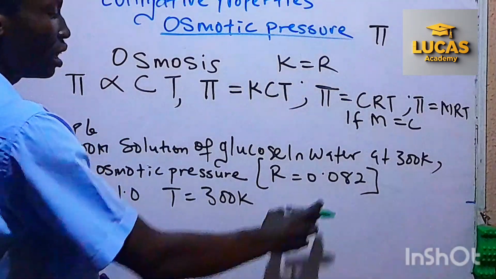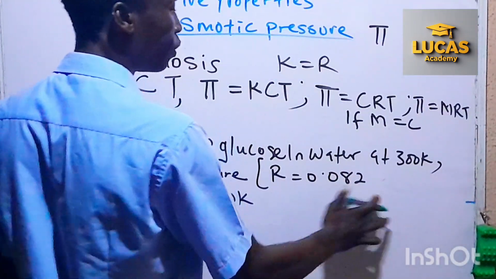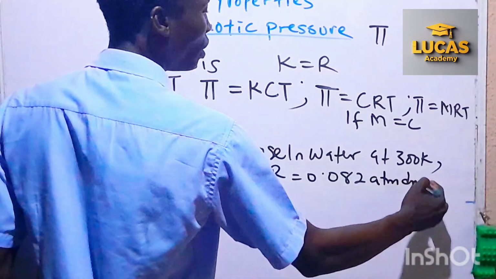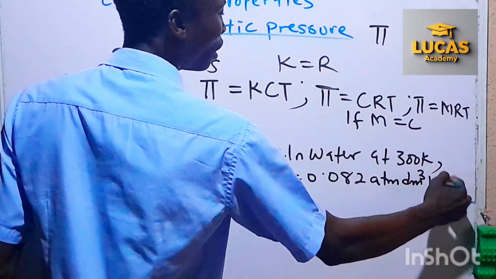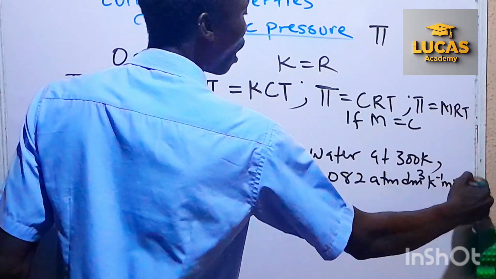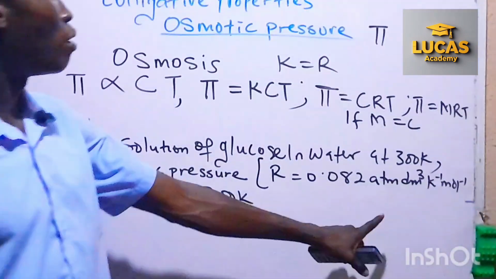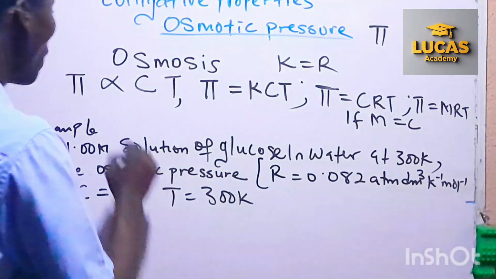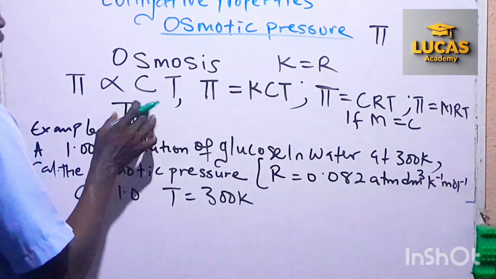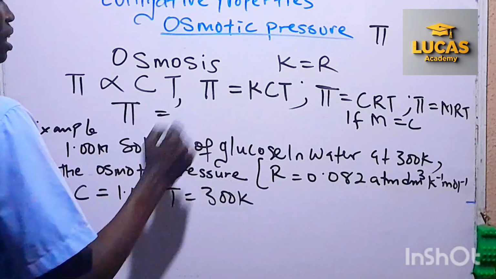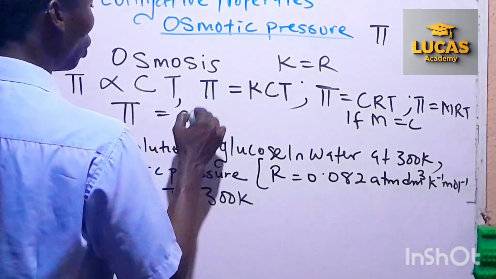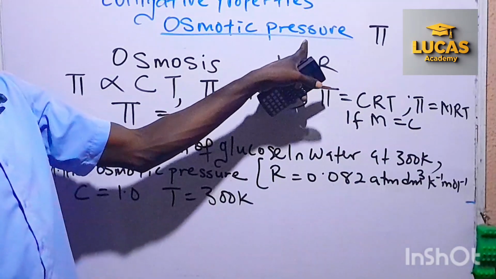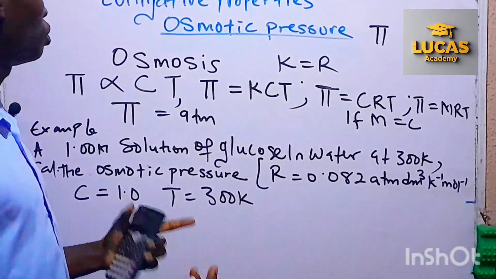0.082. Now, this value of R has the following units: atmosphere, dm cube, per Kelvin, per mole. That is the unit of R. Because of that, the unit of osmotic pressure can be given in the form of atmosphere. Since you are dealing with osmotic pressure, the unit of pressure is what we are going to use.